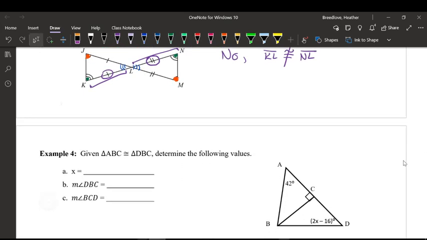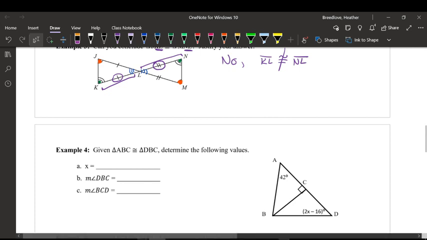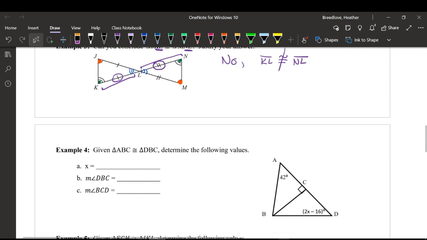Okay, so next is some solving. We're given a congruency statement: triangle ABC is congruent to triangle DBC, and we need to determine the values. First says find X. So first thing you do is you literally find X. There it is, right there. It's in angle D, so at least that's a starting point, right? So we know where we're starting, because we want to know about angle D, because that's where X is. Is there anything we can do to solve for that?